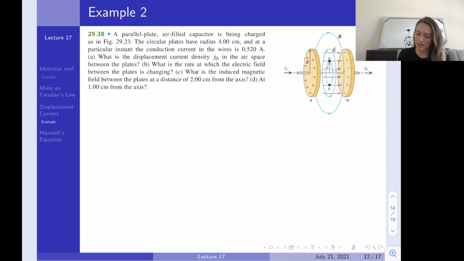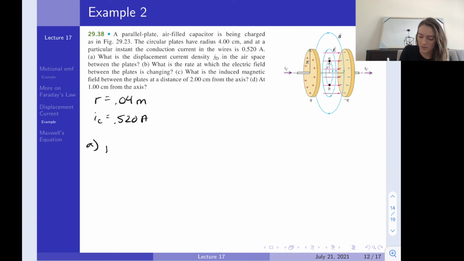All right, so for this example, we have a parallel air-filled capacitor, just like what we just looked at, that is being charged. The circular plates have a radius of 4 centimeters. And at some instant in time, the current in the wire, so that means I sub C, is 0.520 amps. What is the displacement current density, JD, in the air space between the plates?